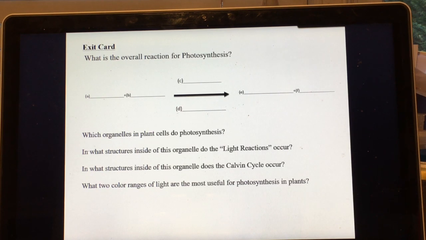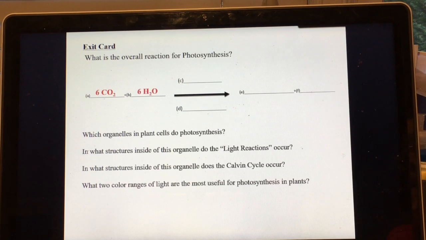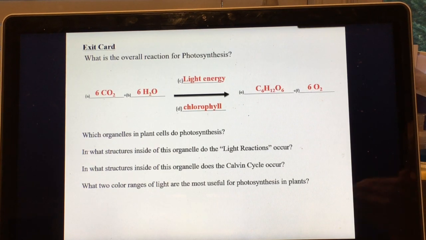So the overall reaction for photosynthesis is as follows. If we have 6 carbon dioxide plus 6 water molecules, if we have light energy and chlorophyll, we can produce C6H12O6 or glucose and 6 oxygen molecules as a waste product. This could certainly also be written with 3 carbon dioxide and 3 water, giving us C3H6O3, which would be PGAL, and 3 oxygen. And that's actually more accurate, but people are not familiar with PGAL, and they are familiar with glucose. So most textbooks will go with this equation.